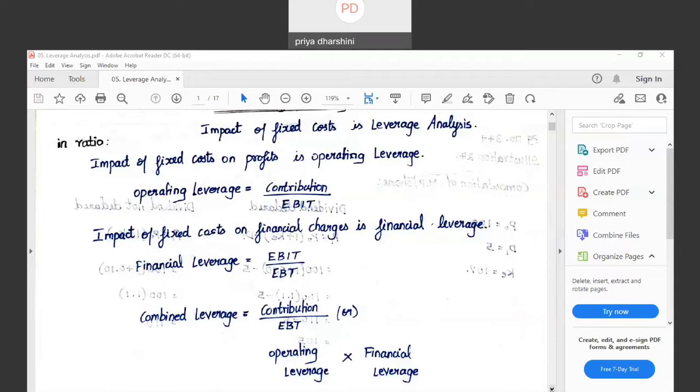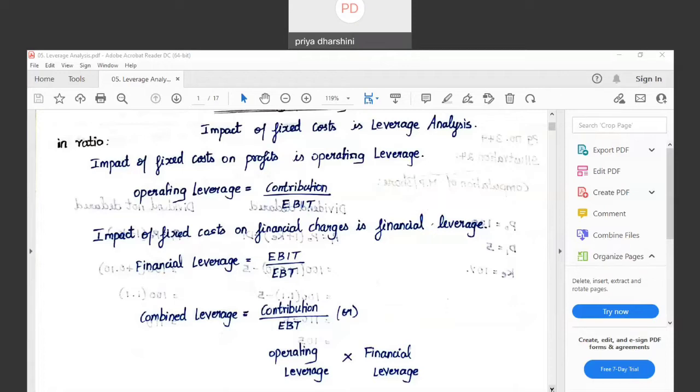Operating leverage is contribution by EBIT. Financial leverage is EBIT by EBT. Combined leverage is contribution by EBT. Alternatively, you can find it as operating leverage into financial leverage.